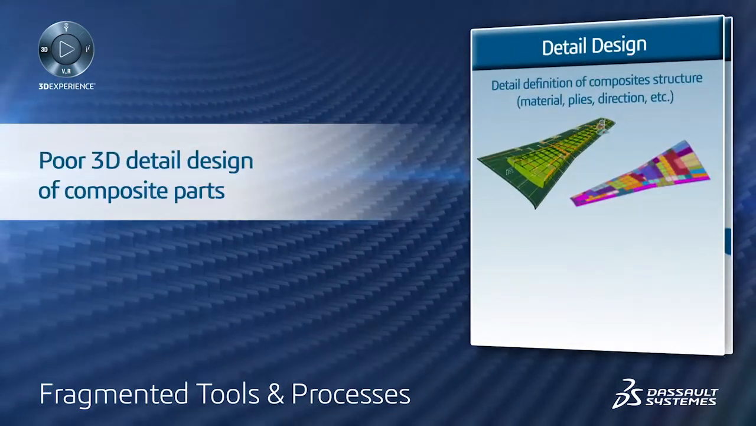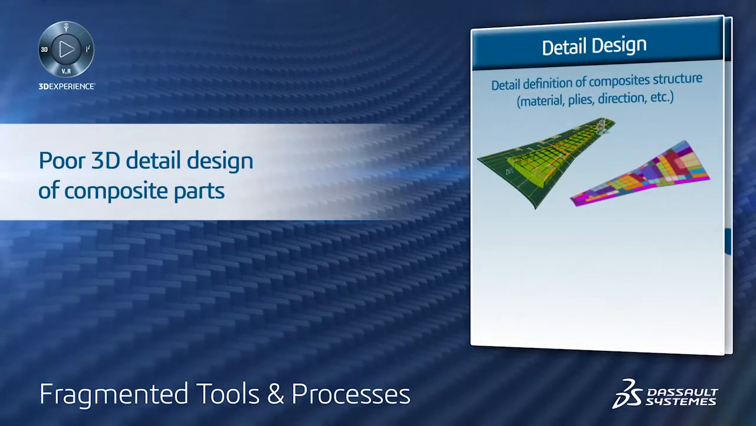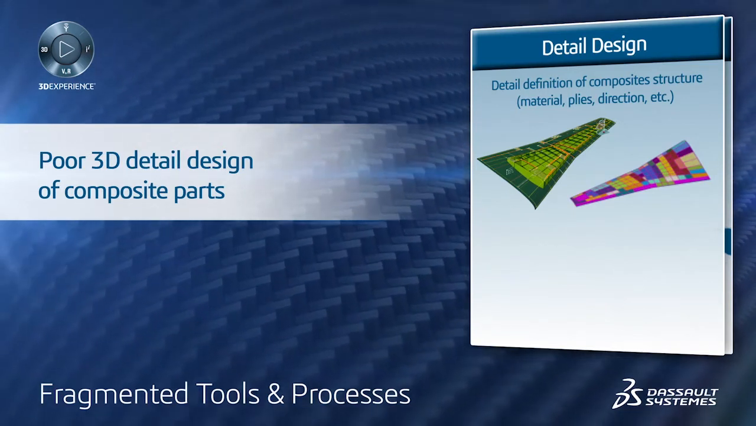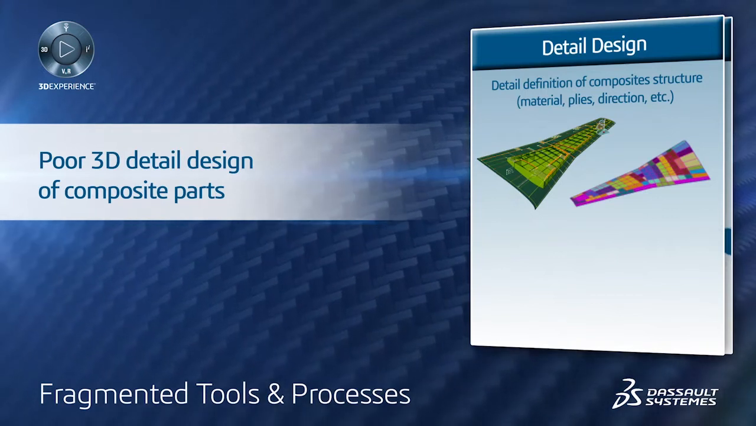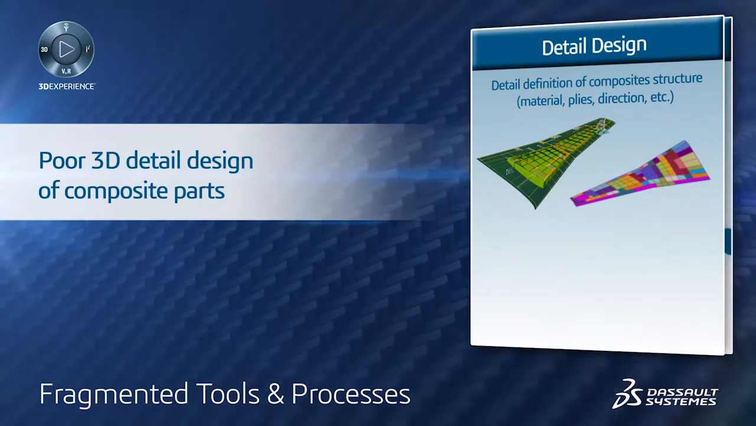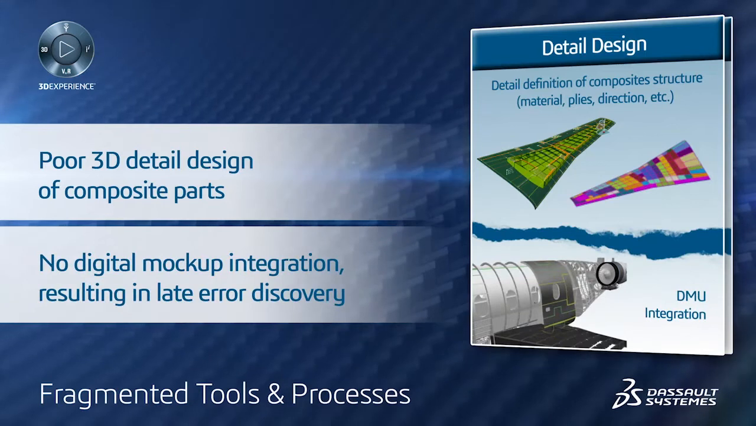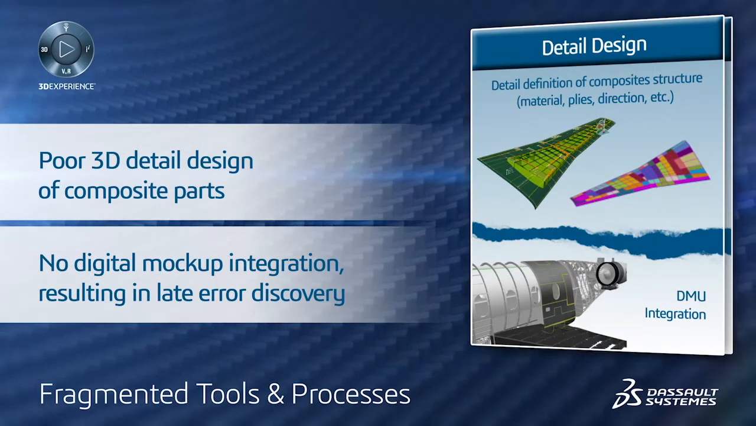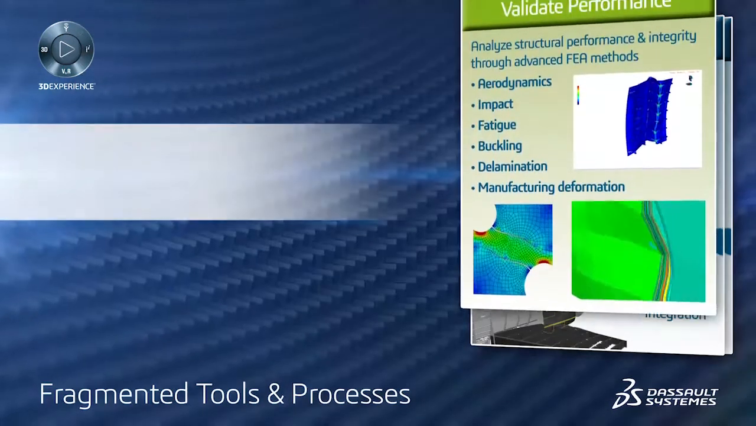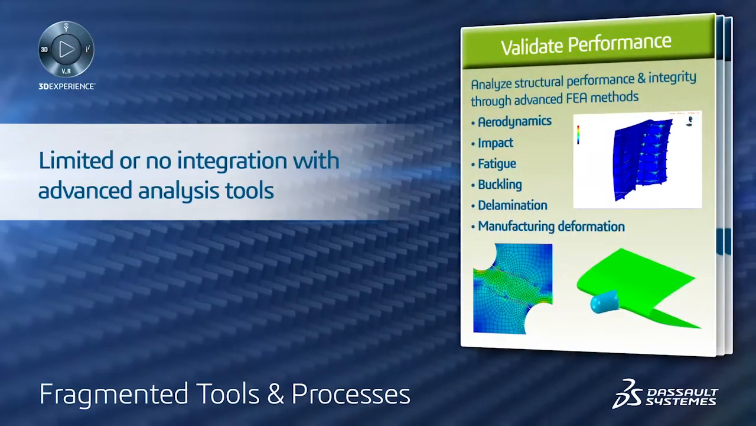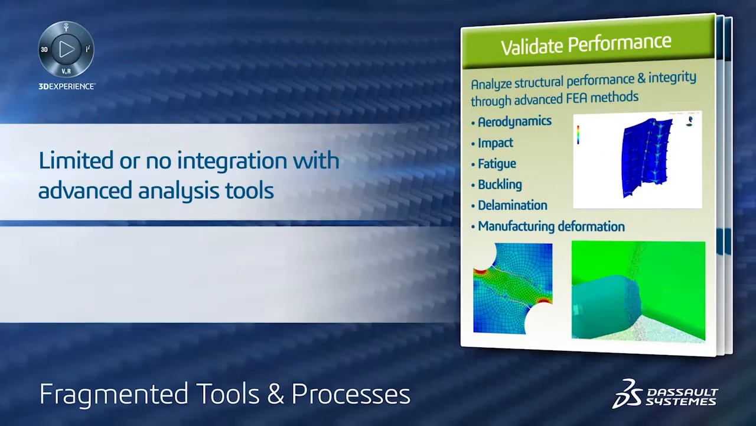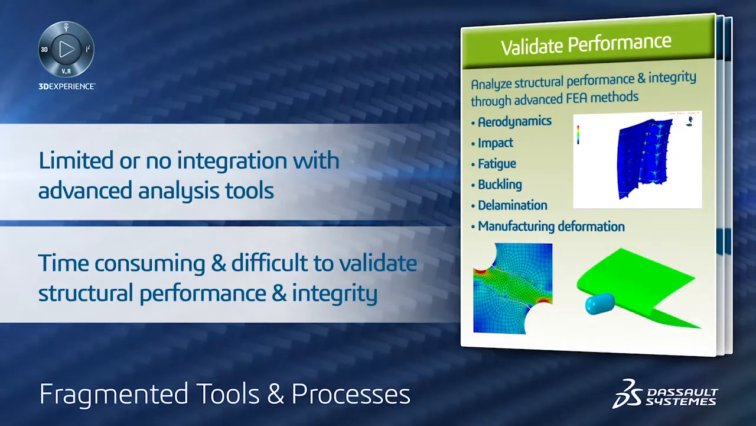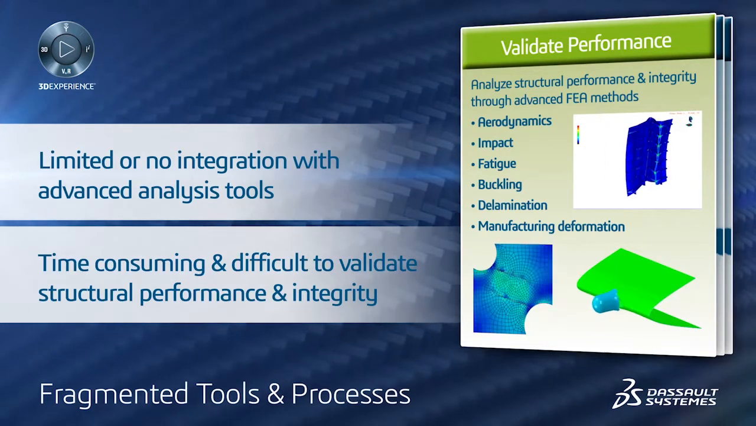At the detailed design phase, traditional mechanical CAD tools cannot cope with defining the fiber type, direction, and stacking of laminates, plies, cut pieces, and cores, making it very difficult to get an accurate 3D representation of these parts for use in downstream digital mock-ups of the complete product. There's also no integration with the highly specialized structural analysis tools in order to ensure structural integrity and performance of the design component for complex load cases such as fatigue, impact, and delamination.